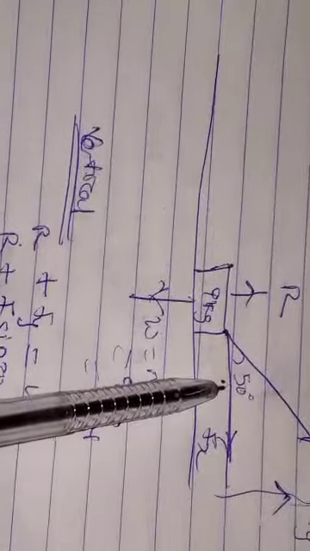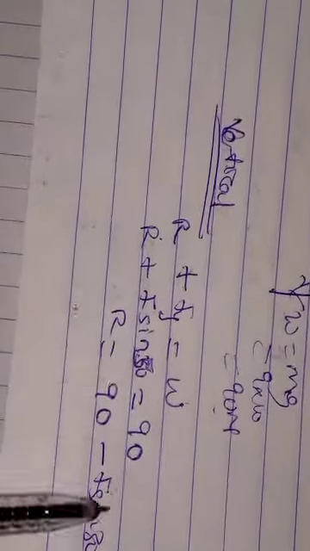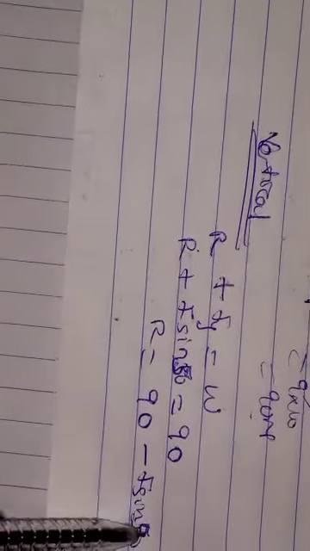Oh, please, I made a mistake. This angle should be 50 degrees. So this is F sin 50. Sorry, F sin 50. Exactly. Yes. Let me just move on to the next page now.